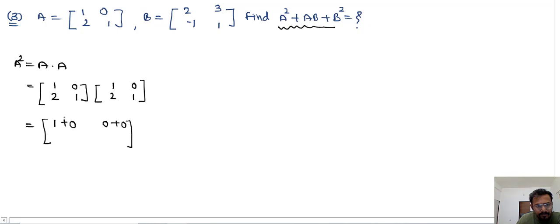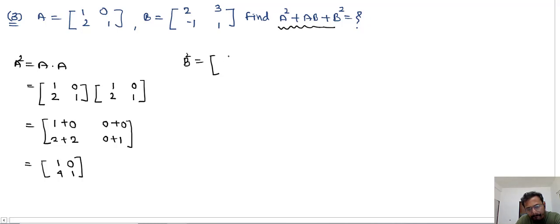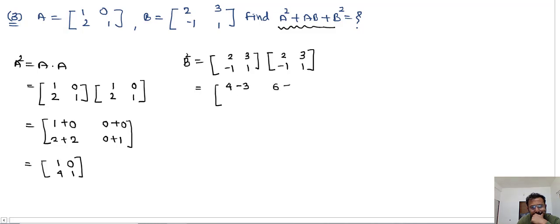So we have to find B square. [2, minus 1; 3, 1] times [2, minus 1; 3, 1]. First row, first column: 2 twos are 4, minus 3, so 1. Then minus 2 minus 1, minus 3. Then 6 plus 3, 9. Then minus 3 plus 1, minus 2. So it is [1, minus 3; 9, minus 2].